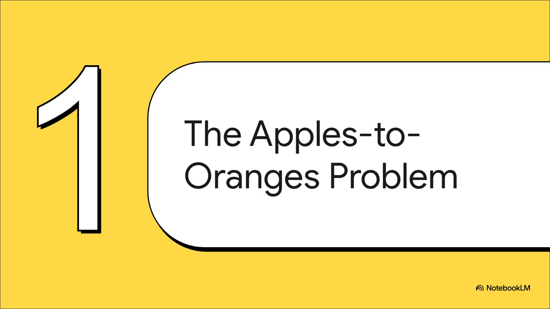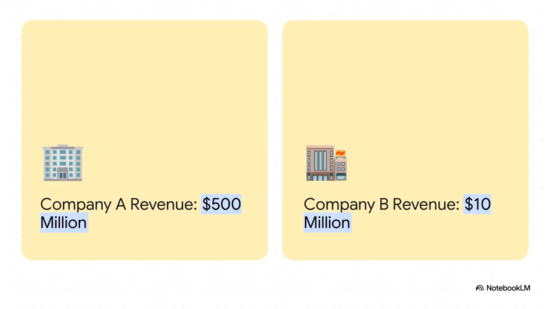Okay, so let's start with the biggest trap in financial analysis. I like to call it the apples to oranges problem. You've got two companies and you just want to know which one is doing better. Seems simple enough, right? But if you just look at the raw numbers, you can get incredibly misled. For example, let's say Company A pulls in a massive $500 million in revenue. And over here, Company B brings in just $10 million. I mean, on the surface, it's not even a contest, is it?